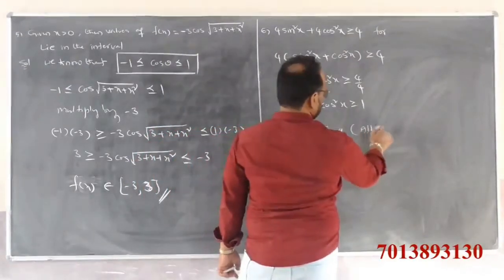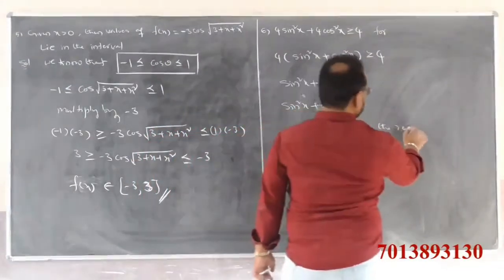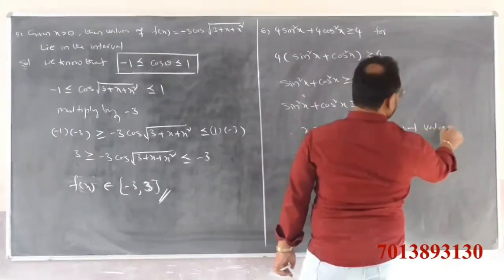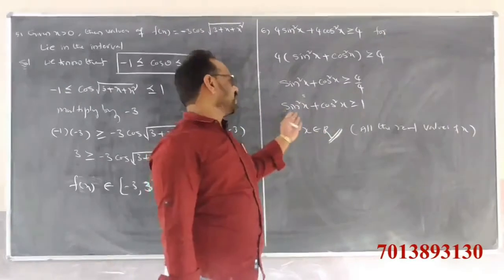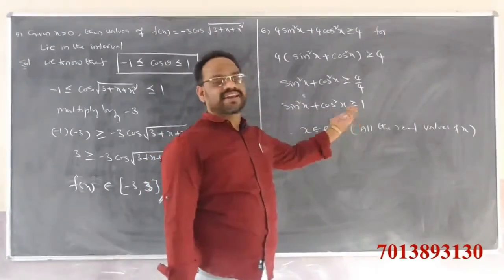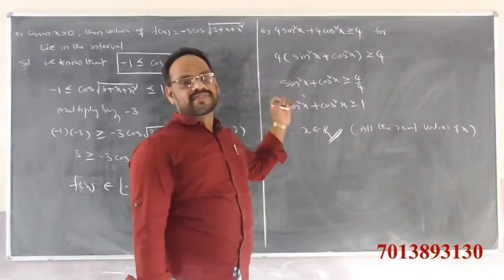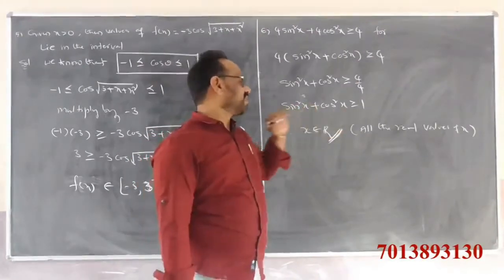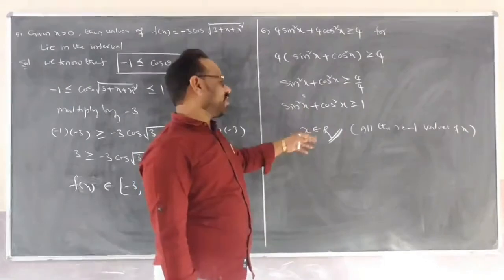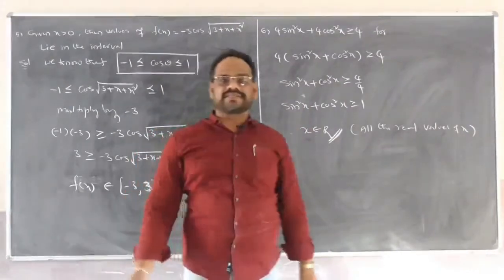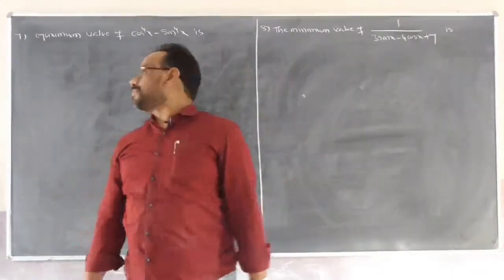All real values of x satisfy the inequality sin square x plus cos square x is clearly greater than or equal to 1. So it is satisfied by all the real values of x. Next problem, observe here.